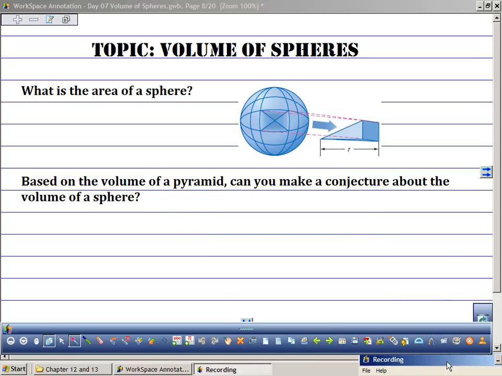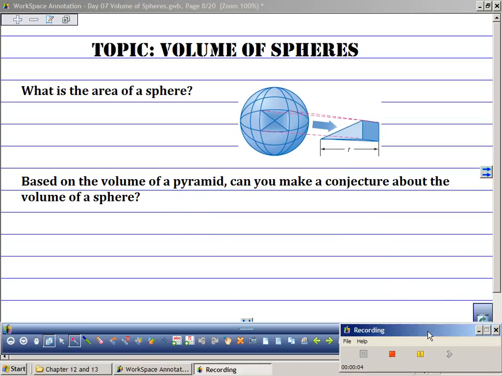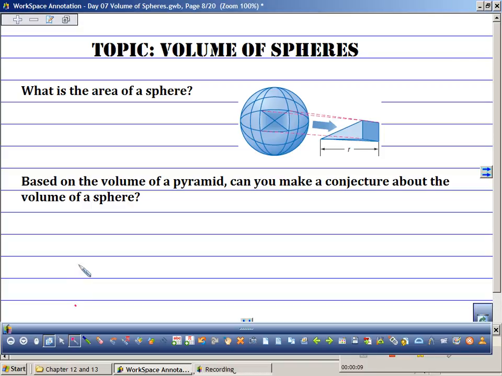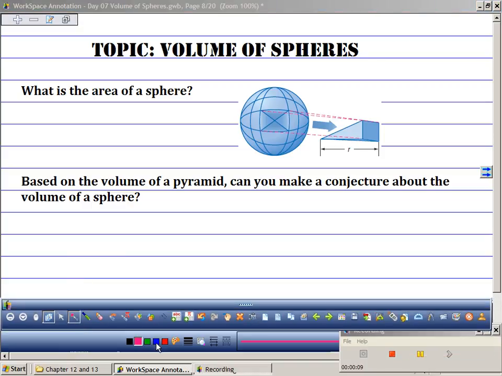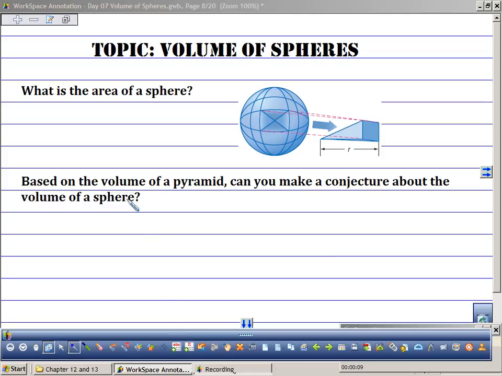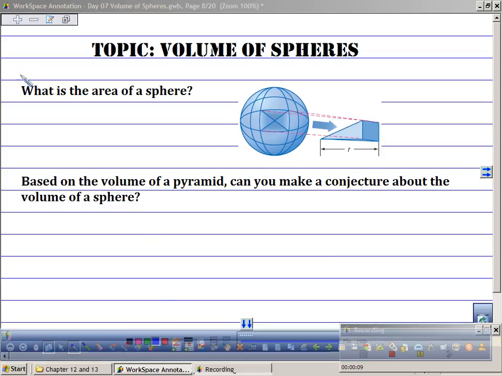Okay, so let's talk about the volume of a sphere. I teach this specifically in a fashion to try and get you to remember several formulas instead of just adding one to your list. So what is the area of a sphere? So far, does anybody remember what the area of a sphere is?